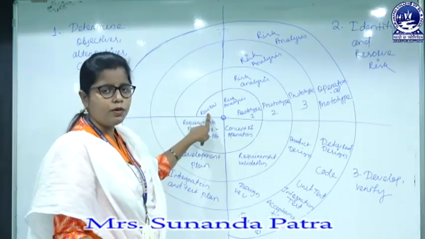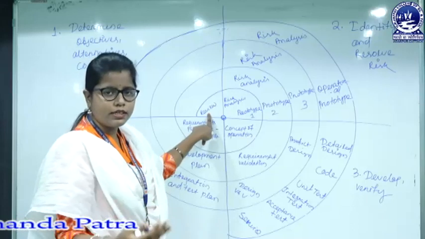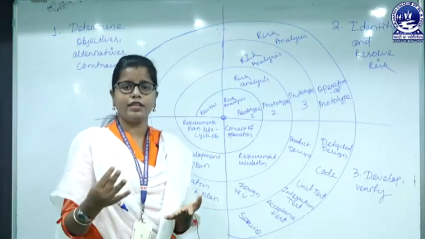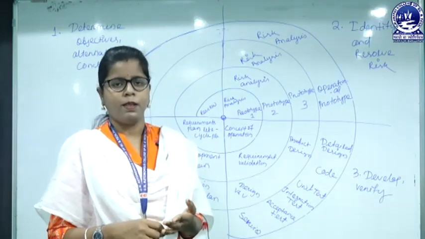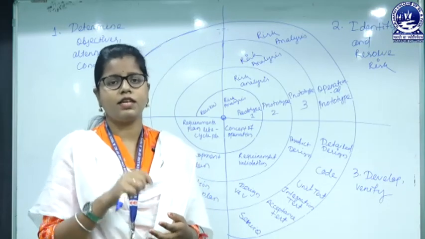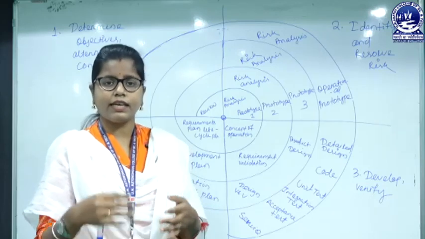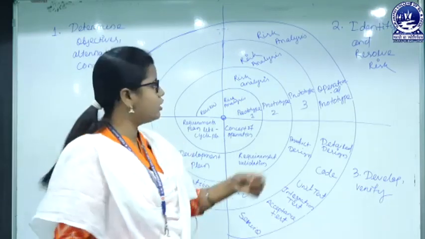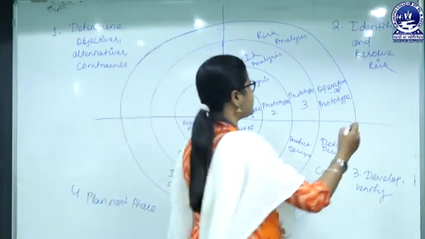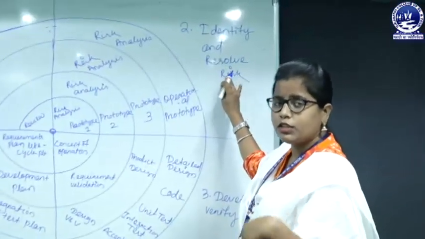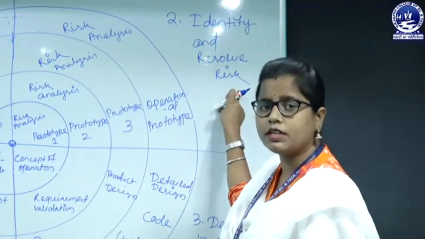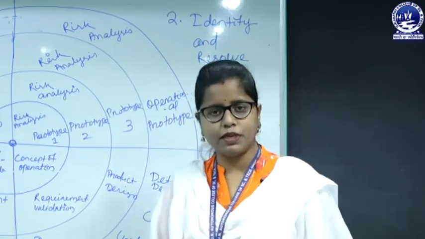After reviewing the problem, we will have some alternatives with us. Suppose we find 20 solutions for a problem. Then we are not going to apply all 20 solutions. We have to apply the best solution for that problem. So we will give those 20 solutions to the second phase, that is identify and resolve risks.